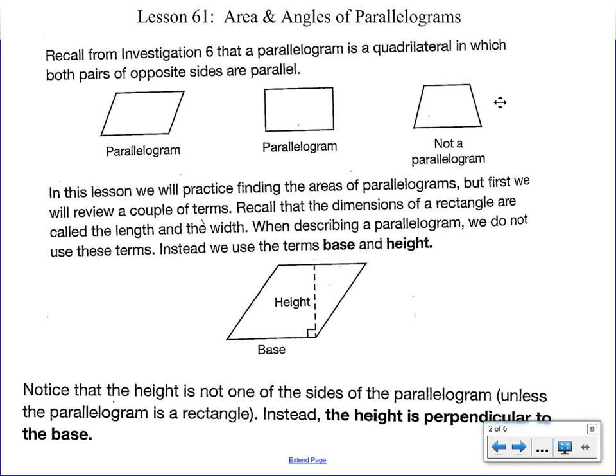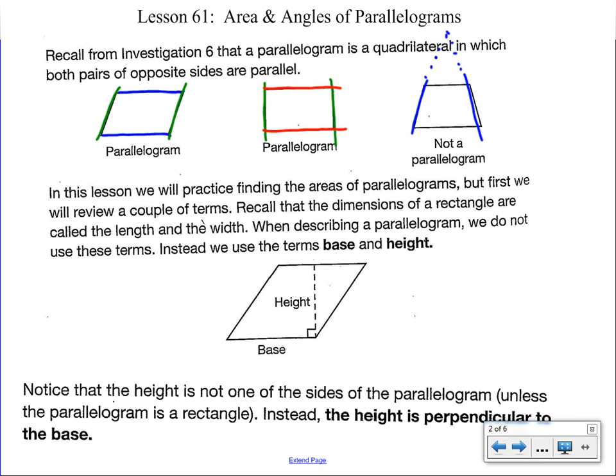So, our first example is a parallelogram because this side is parallel to this side and this side is parallel to this side. The next one is a parallelogram because this side is parallel to this side and this side is parallel to this side. Okay, meaning if they extended on, they would not intersect. The last one is not a parallelogram because this side and this side are not parallel. If we let those go on, they would intersect. So, not parallel. So that makes it not a parallelogram.